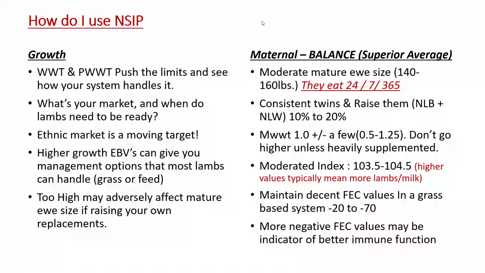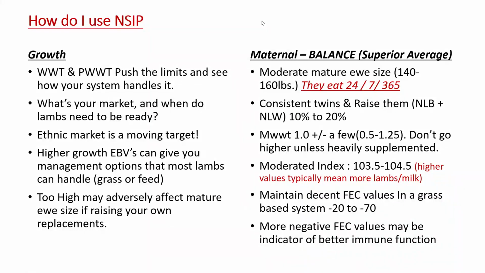So unless you want triplets, don't push those numbers too hard. The maternal weaning weight, that's kind of the old maternal milk number. If any of you have been looking at the system for a while, or if you're familiar with cattle EPDs, that maternal weaning weight number, I like to keep it right around 1 plus or minus a few. I'll let it drop to a 0.5, but I don't usually push it much over a 1.25.